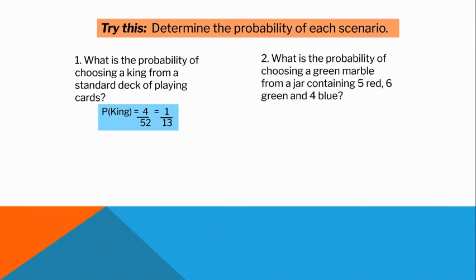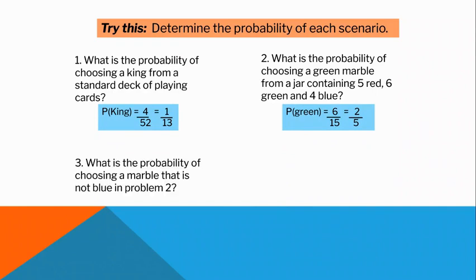What's the probability of choosing a green marble from a jar containing 5 red, 6 green, and 4 blue? So green marbles, there are 6 of them, and my total is 15 marbles. So 6 out of 15 is 2/5.